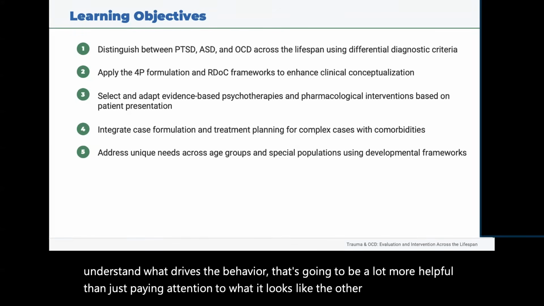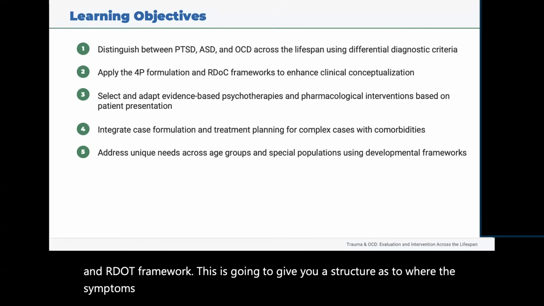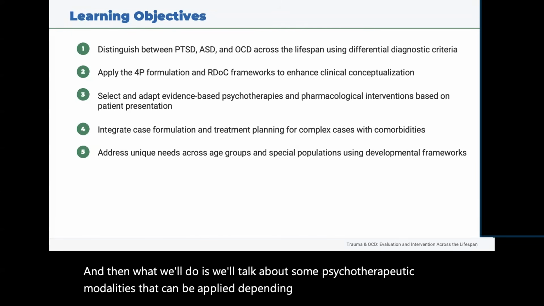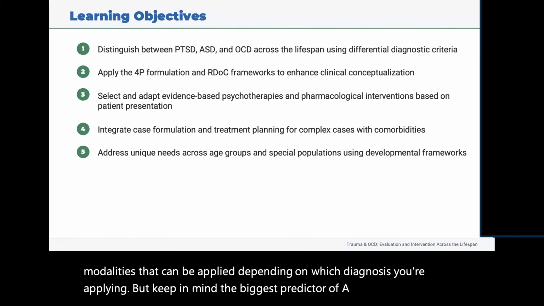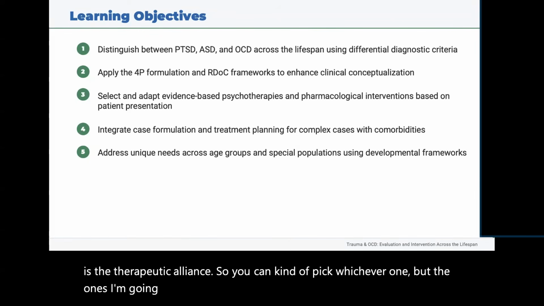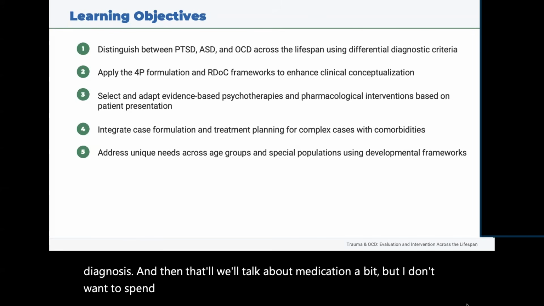The other thing is this 4P and RDoC framework. This is going to give you a structure as to where the symptoms can overlap, and I'll show you how to distinguish them. And then we'll talk about some psychotherapeutic modalities that can be applied depending on which diagnosis you're applying. But keep in mind, the biggest predictor of a therapeutic outcome is the therapeutic alliance. So you can kind of pick whichever one, but the ones I'm going to present you are the most evidence-based given the diagnosis. And then we'll talk about medication a bit, but I don't want to spend too much time on medication because, like I said, there's a whole other course on that.